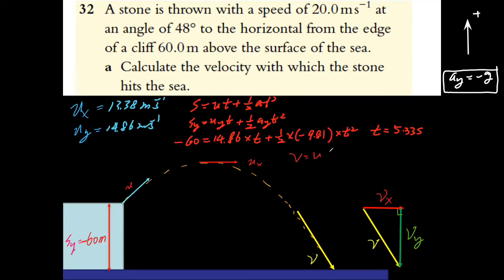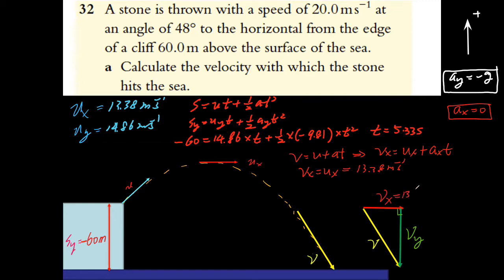Let's write down the velocity formula. v equals u plus at. Acceleration in the x component equals 0. That gives us vx equals ux, and the initial velocity in the x component is 13.38 meters per second, which means the velocity in the horizontal component is constant, 13.38 meters per second.